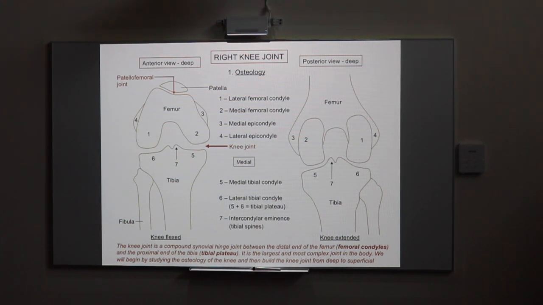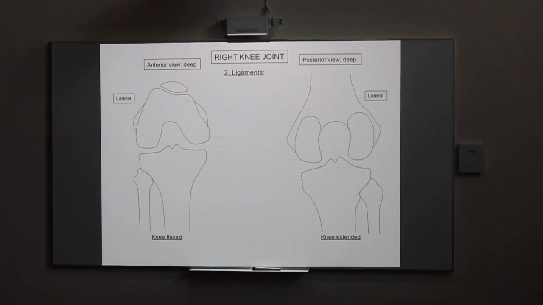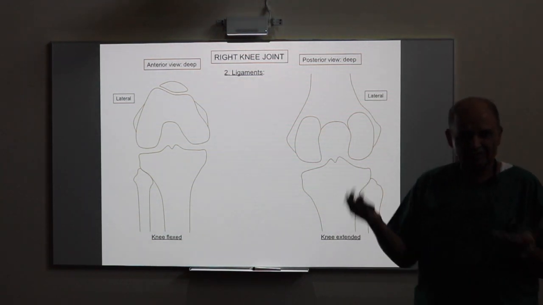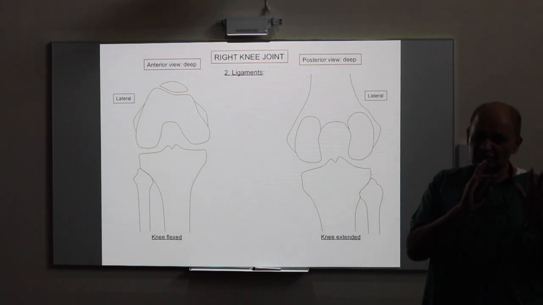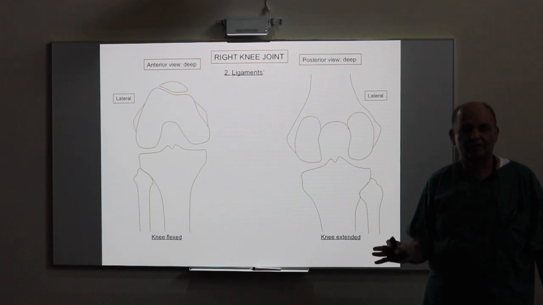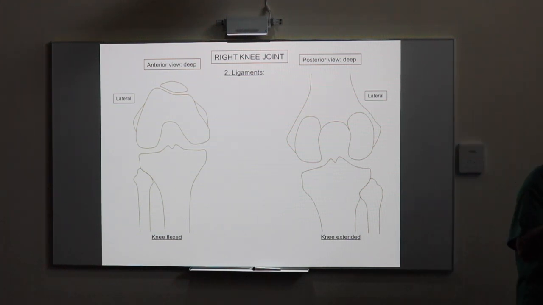Clear? Any concerns so far? Good. Now let's start bringing the ligaments. The first ligament is a capsule, the fibrous capsule. This capsule is unique and different. It's not like other capsules of the body. I will explain it shortly. But now I put 2 ligaments. Are there really 2 ligaments?